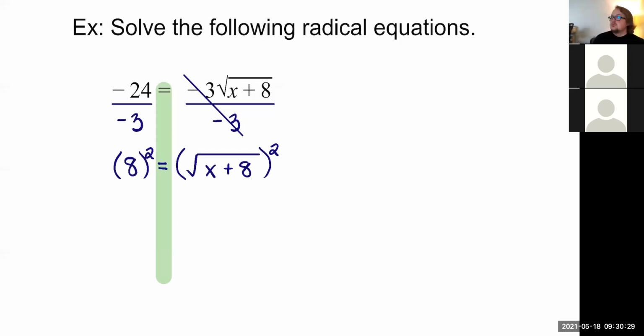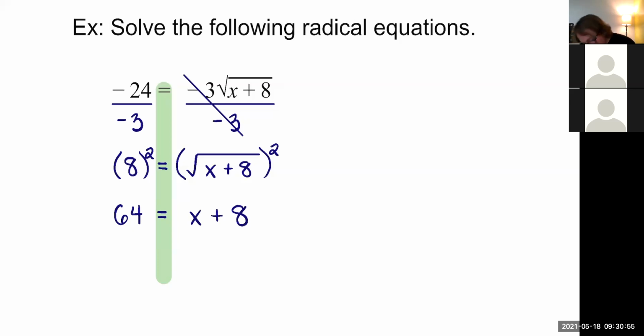I'm going to start with the easier of the two. What is 8 squared? 64. On the right-hand side, what is the square root and the square going to do? Just rewrite the x plus 8. The square root and the squared, or the exponent of 2, eliminate each other. They're opposites, so they cancel each other out, leaving us with just x plus 8.